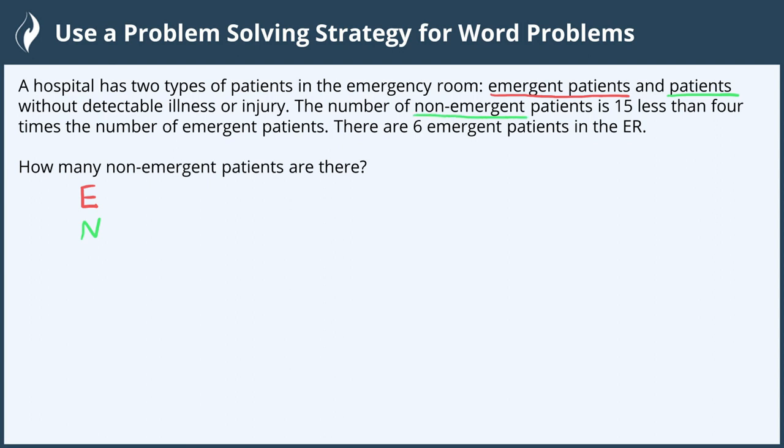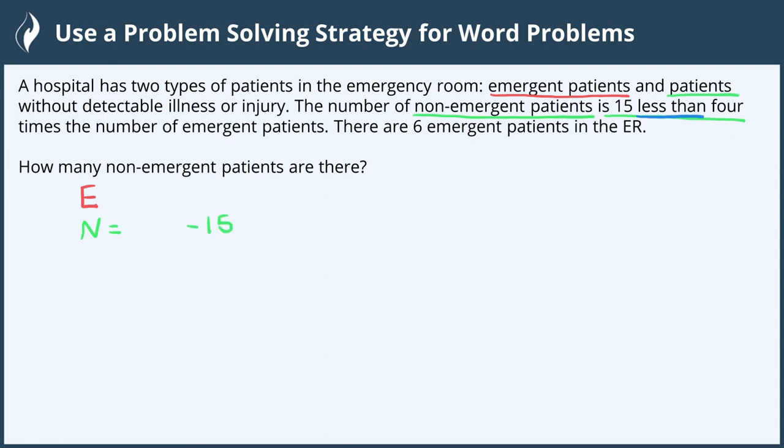The non-emergent patients gives us a sentence about them, and since we know how to translate, let's translate that for our non-emergent patient variable. Non-emergent patients equals 15 less than, and we have this tricky phrase, less than, that switches the order. So typically when we translate from left to right, the number that comes first in our sentence comes first. But this less than means that we reverse that. So instead of 15 minus, it will be minus 15.